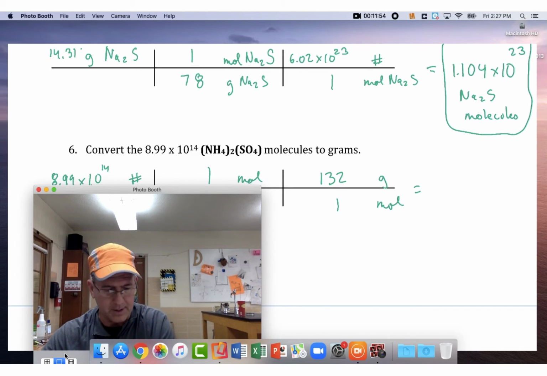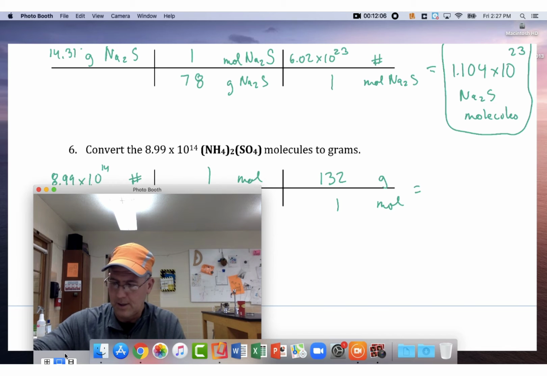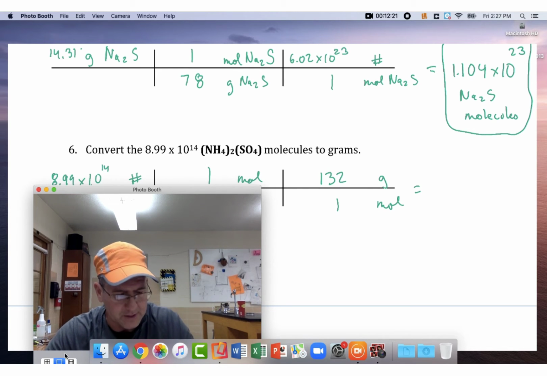In the calculator, so we go 132 times 8.99 E14 divide by 6.02 EE23 equals, and you say, hey, Mr. Arnold, you did that backwards. Hey, it doesn't matter what order you do these in. As long as they're on the top, they multiply, and on the bottom, you divide.